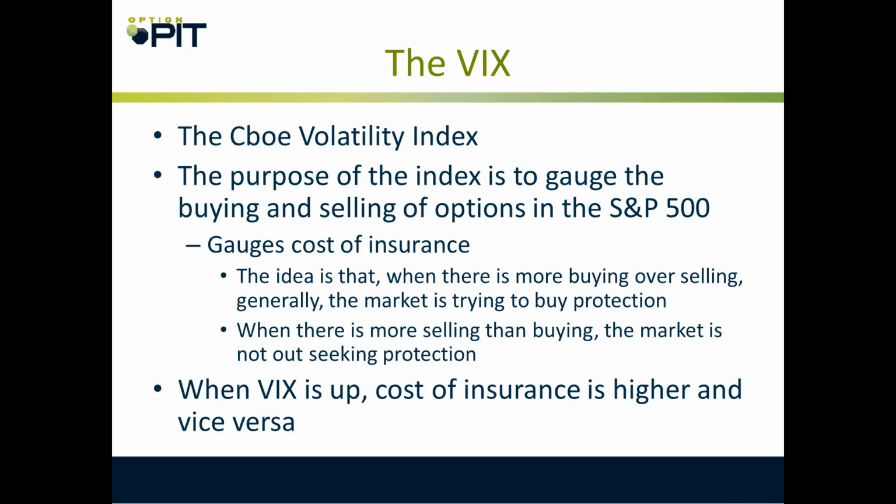So the Cboe Volatility Index, the purpose of the index is to gauge the buying and selling of options. I had somebody say, hey, I thought the VIX is the gauge on buying puts. No, it is the gauge on buying and selling of all options in the SPX that have, and we'll talk about the duration, 30 days. It gauges what I call the cost of insurance. And calls are insurance, so are puts. So the idea is that when there's more buying over selling, generally the market is trying to buy protection. When there's more selling than buying, the market is not out seeking protection. So basically, VIX up, cost of insurance is up, and vice versa.